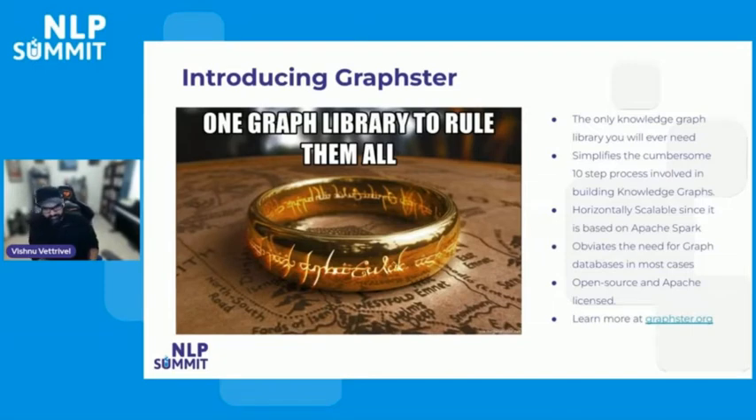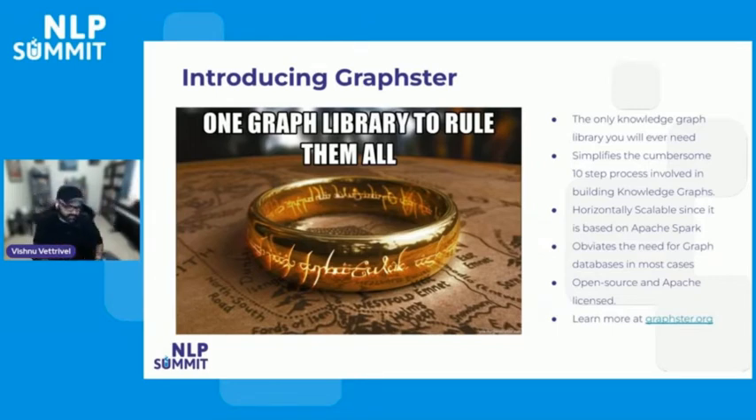And that was the genesis for the idea, for building this open source library we're talking about called Grafster. The idea is that it will be this one knowledge graph library that you would ever use to not only acquire the data and talk about all the 10 steps we went through, but really build a functional knowledge graph that you can actually do things with without having to build this massive pipeline that I showed you from before, right?